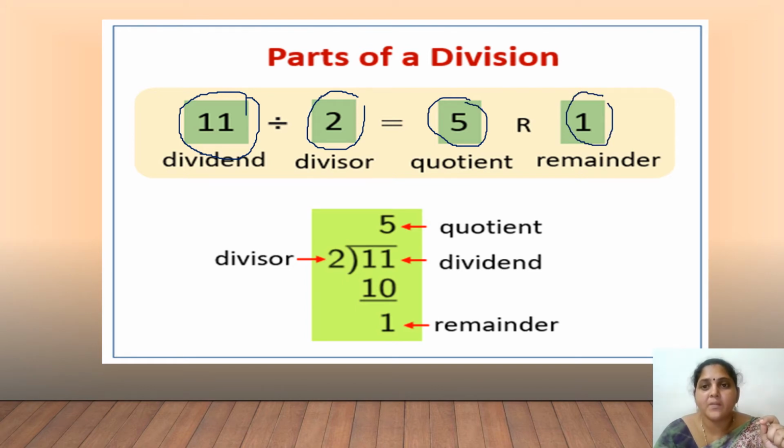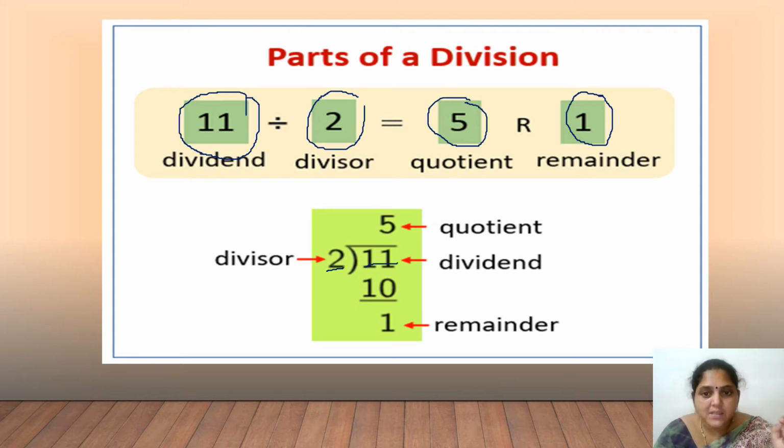Quotient will always be on the top of the dividend. Remainder will be at the bottom. If you observe your example here, 11 is your dividend and 2 is your divisor. When you are dividing 11 by 2, 2 fives are 10. In the 2 table, can you find 11? No. So you will get the nearest number to 11, which is 10.